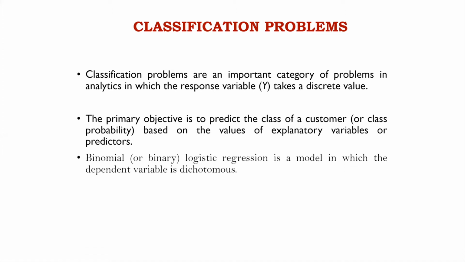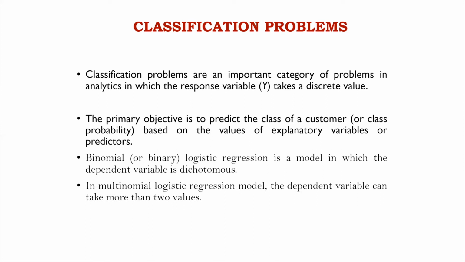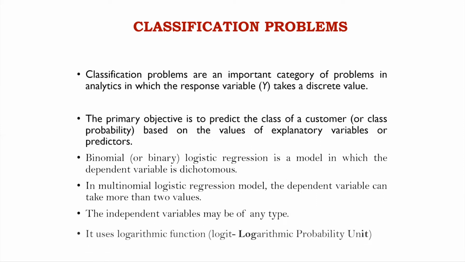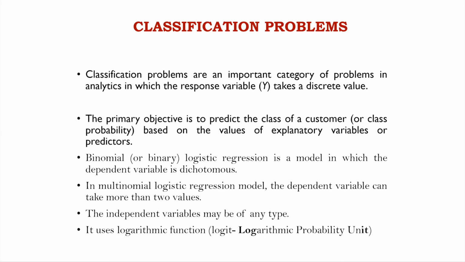When the outcome values can be only two, that is yes or no, or zeros and one, it is called binomial logistic regression. But when the values are more than two, it is called multinomial logistic regression. You can use any variable in these calculations. Also, one of the important features of classification problems is that it uses a logarithmic function, that is logit, which is basically a logarithmic probability unit.